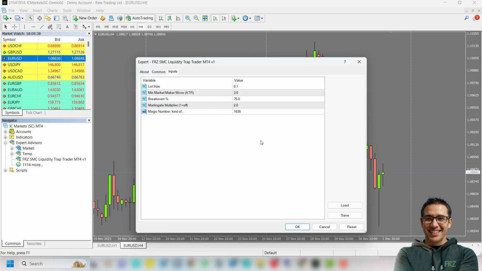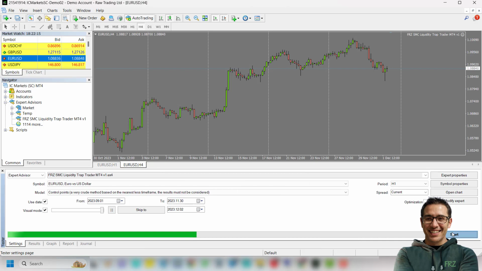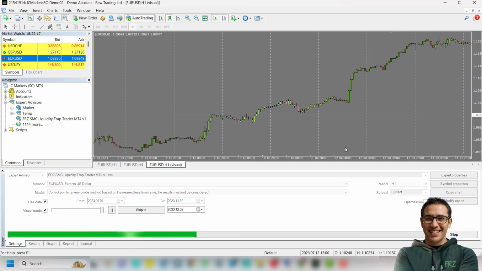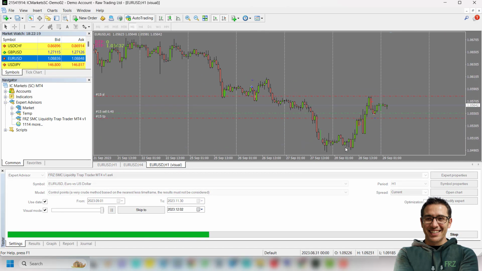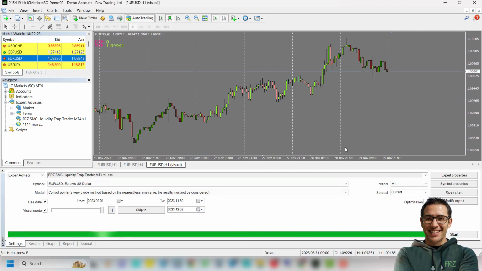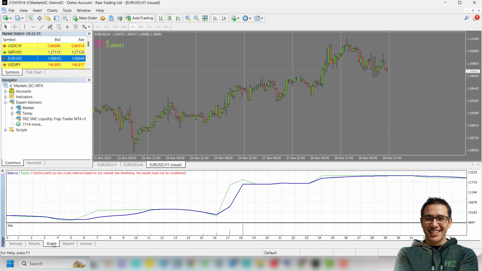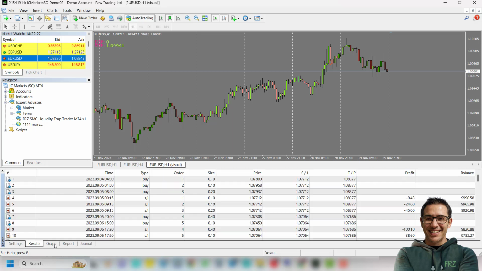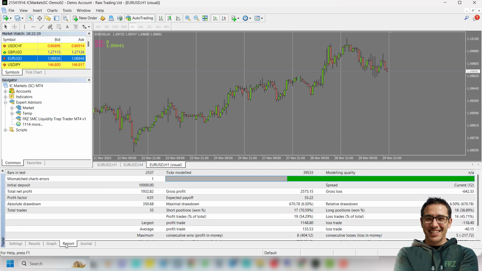You can also do back testing with this EA. Let's do some back testing for demonstration. You can see it ended up with a good profit using the default settings. Please do your testing before using it on any real accounts.